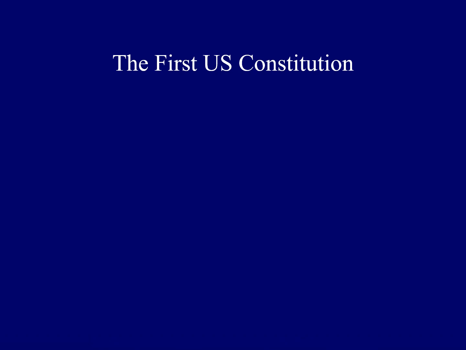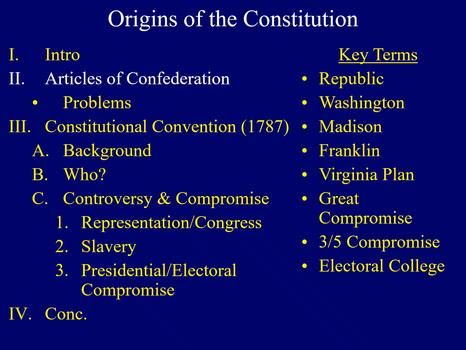In order to provide enough unity for those 13 colonies that were fighting to become states, they got together and they developed the first Constitution of the United States. The name of that Constitution was the Articles of Confederation. We'll explore some of the problems associated with the Articles next.